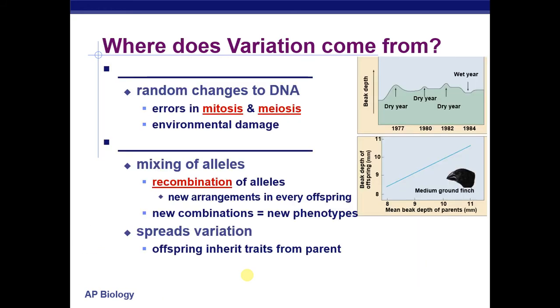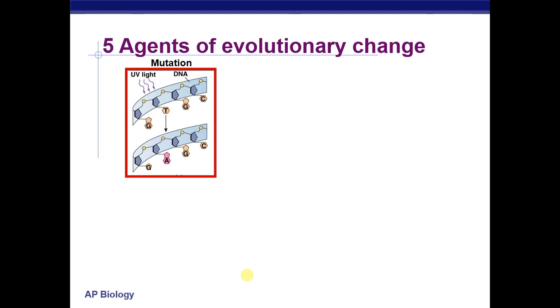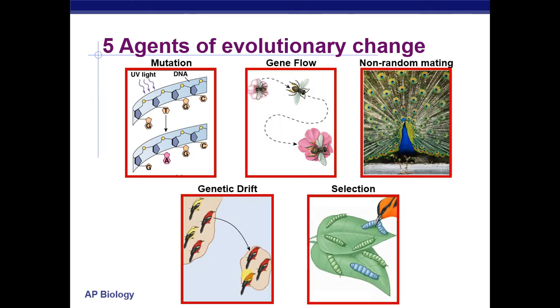So when we have different individuals that aren't selecting mates, we have a recombination of alleles in new arrangements in every single offspring. So the offspring aren't exact copies of the male or the female parent. So we have new phenotypes, and that creates some new variation that evolution can act on. There are five main agents of evolutionary change that we're going to talk about. So the first one is mutation, that we started with, gene flow, non-random mating, genetic drift, and selection.